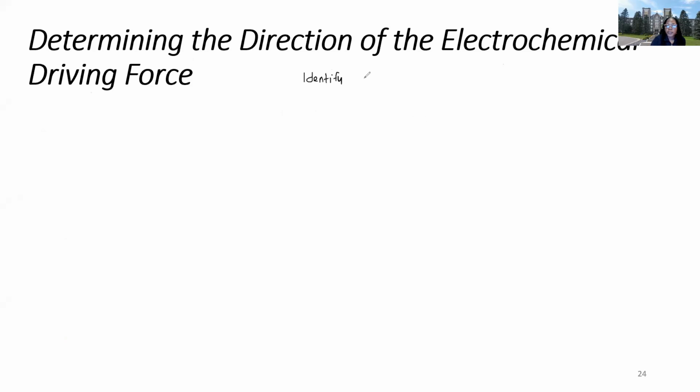So identify the direction of, and I'm going to abbreviate CDF for chemical driving force and EDF for electrical driving force, right? So we want to identify the direction of the electrical and chemical driving forces independently. And then we're going to see two things. There are two scenarios at this point. Either they're in the same direction, which we talked about, it's pretty straightforward, or they're in opposite directions. So let's look at what each of those scenarios would look like.